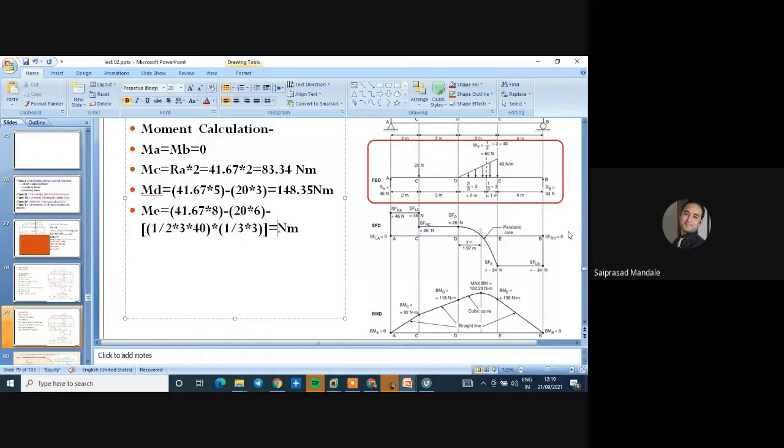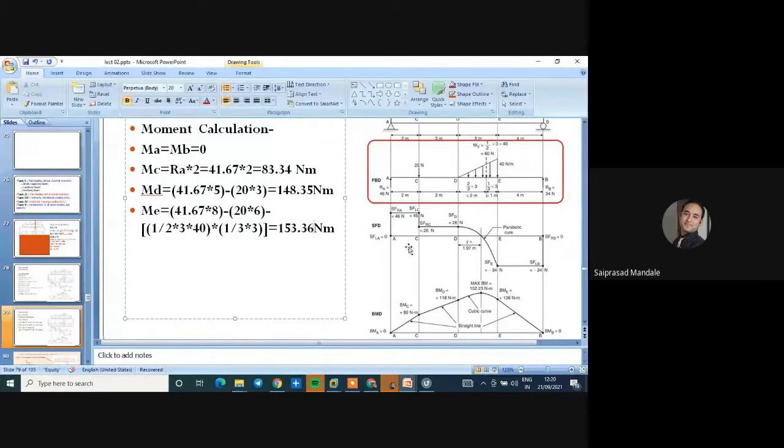41.67 into 8 minus 20 into 6 minus 60 into 1/3 of this, minus 60 into 1/3 of 3. 1/3 of 3 means 1, na? So it is as usual 60. Minus 60. So it is 153.36 Newton meter is the answer.